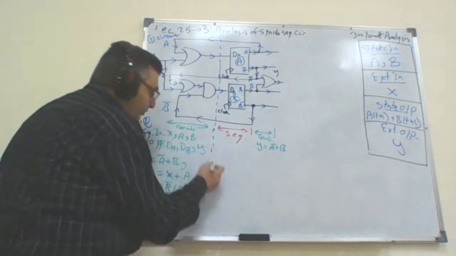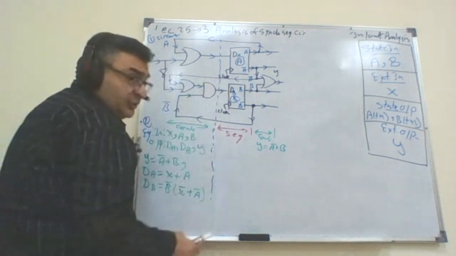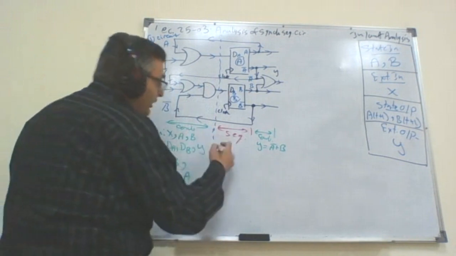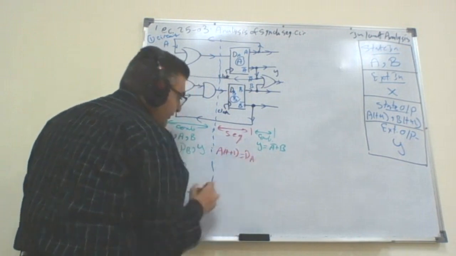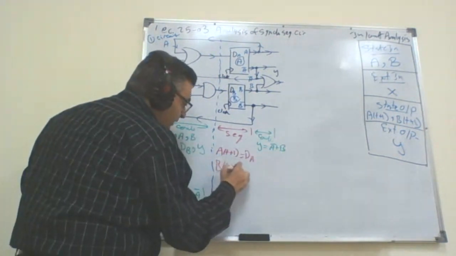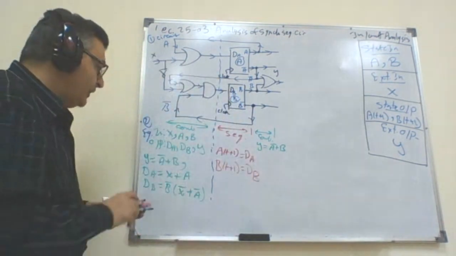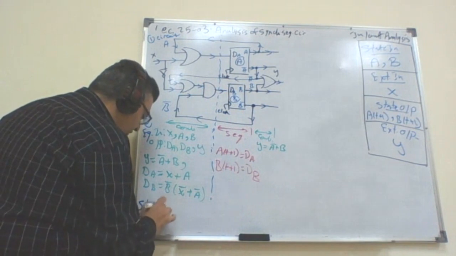So I get an equation for DB, DA, and Y. So I am done with the combinational. Do I really need to do analysis for sequential? The answer is no. All what I need from the sequential is the characteristic equation. I have A of t plus 1 equals DA. B of t plus 1 equals DB. That's it. So now I'm ready for the state equations.